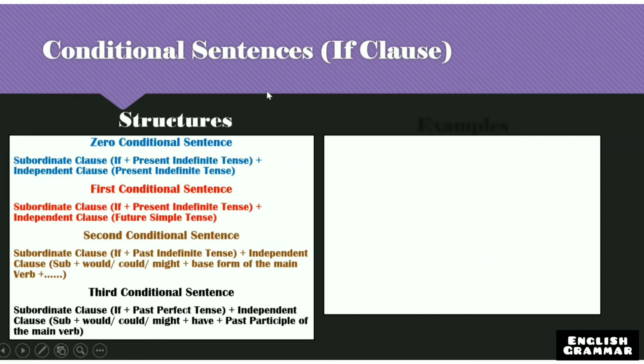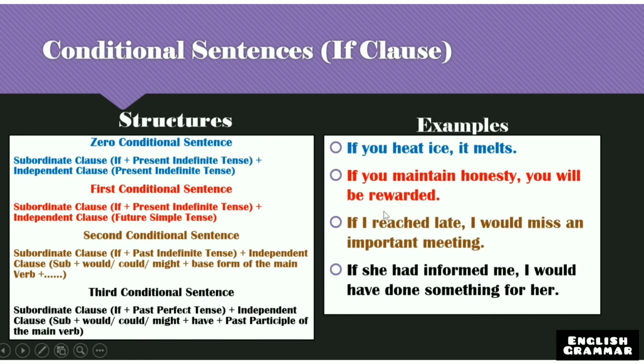We use a conditional sentence to express a hypothetical or factual situation on the basis of another related situation. There are 4 types of conditional sentences. These are zero conditional sentences, first conditional sentences, second conditional sentences, and third conditional sentences. Here I have written 4 examples. These are related to conditional sentences. Let me talk about these examples.